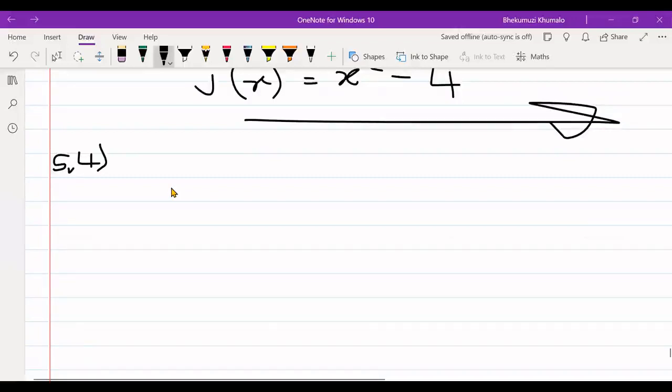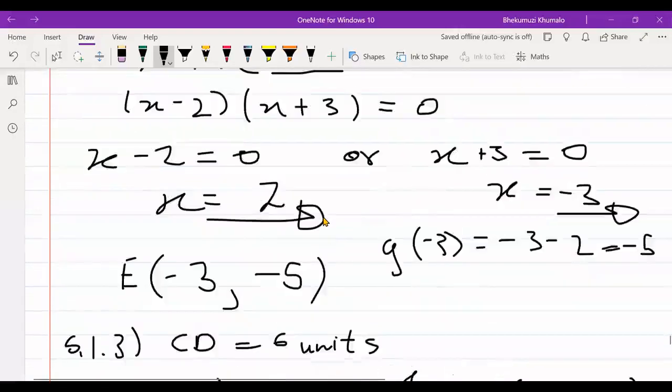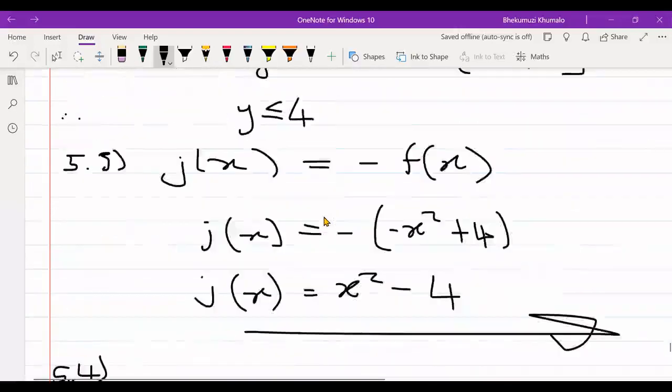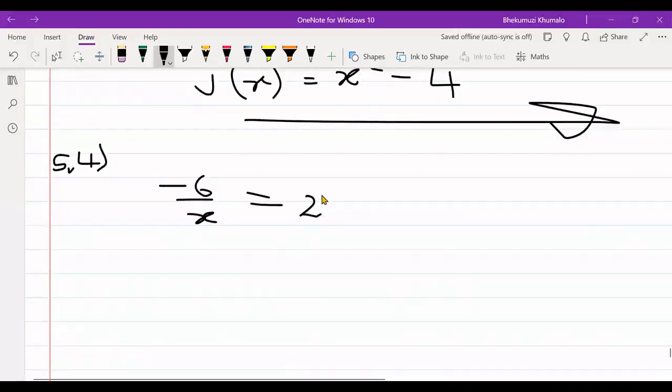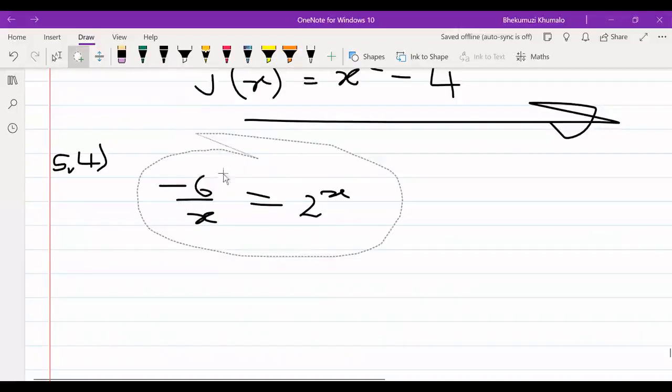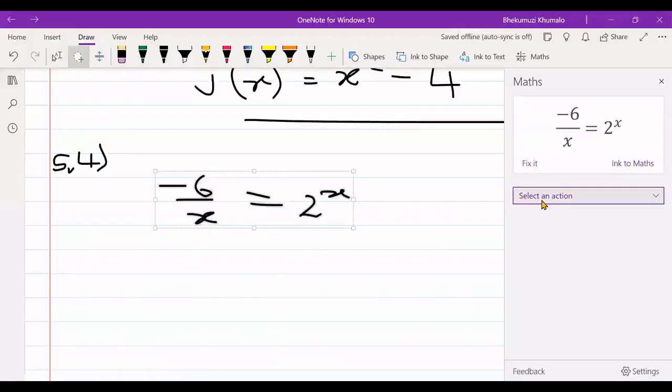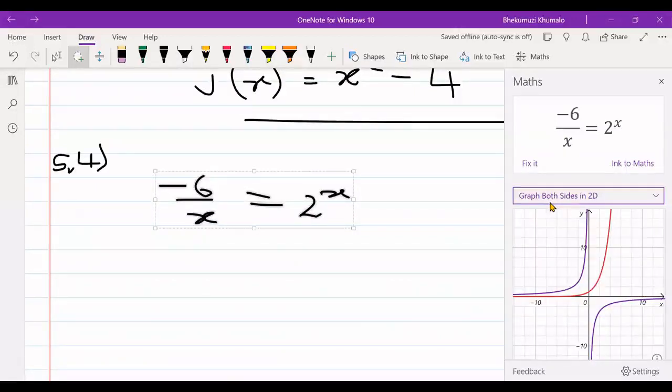So this would be minus 6 over x, and that's supposed to be equal to 2 to the power x. Yep, 2 to the power x, like that. And I'm going to create the graph using my laptop. Okay, so graph on both axes, and there we go.